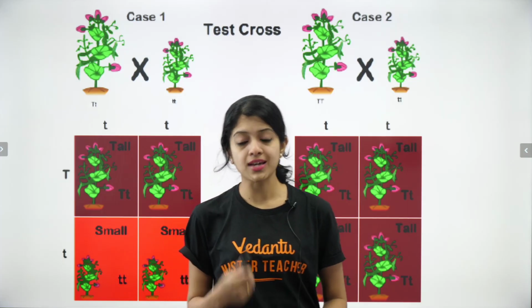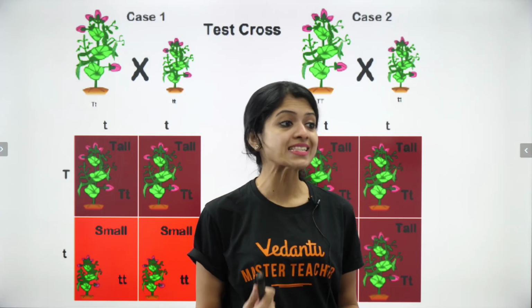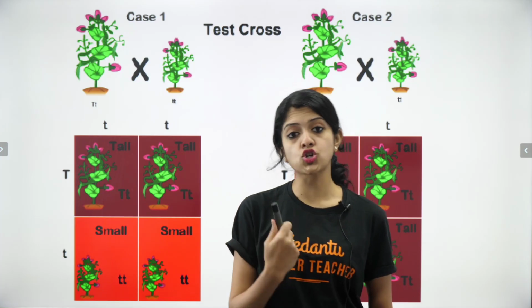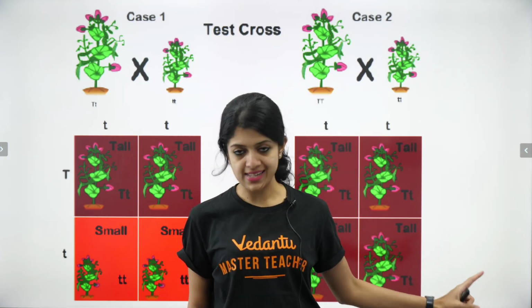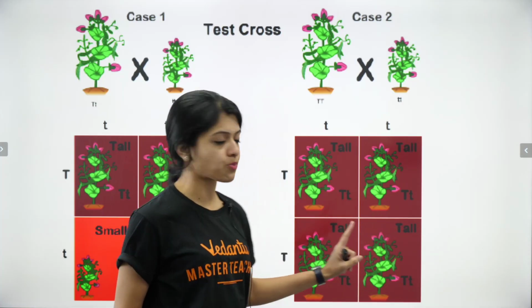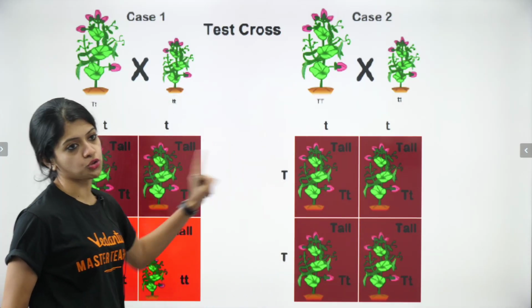How do you find out? That is what you do in a test cross. You cross the tall parent with the recessive, the double recessive one, which is small t, and this is what you get.